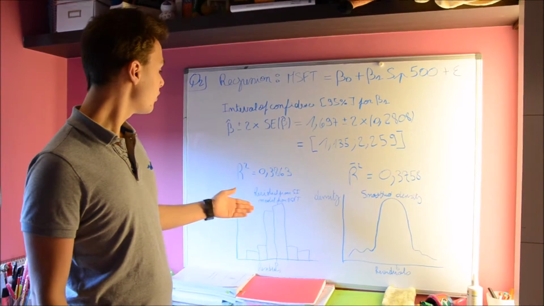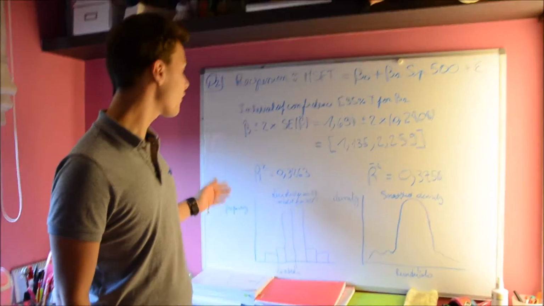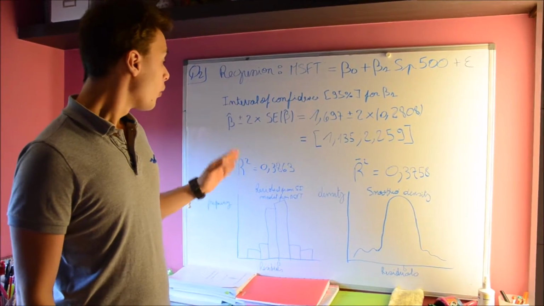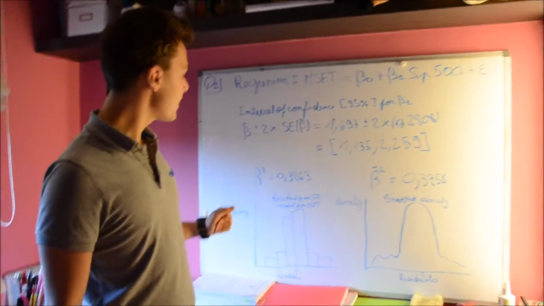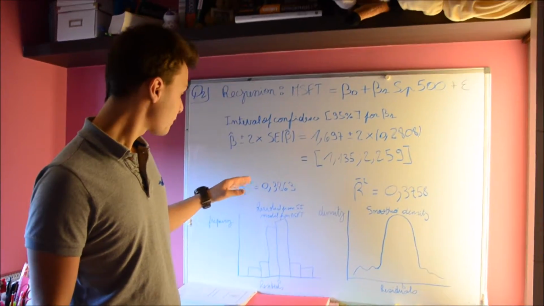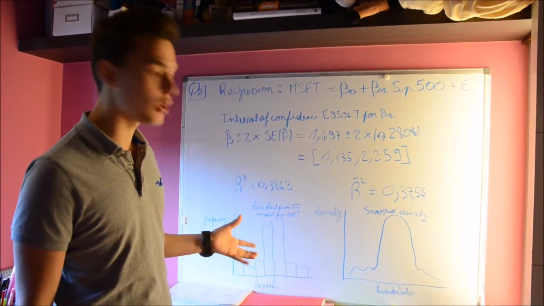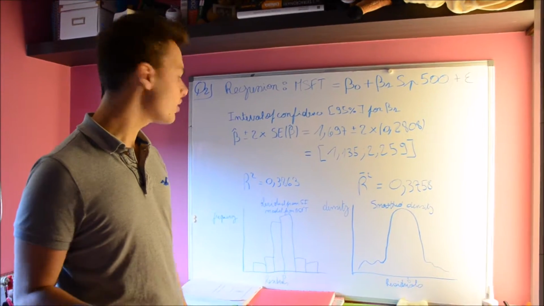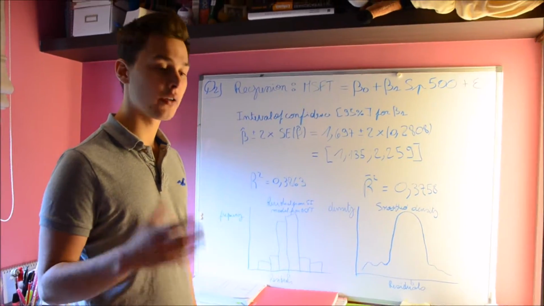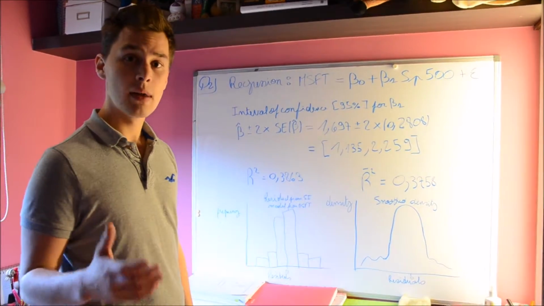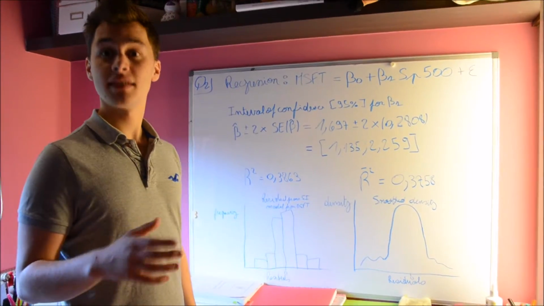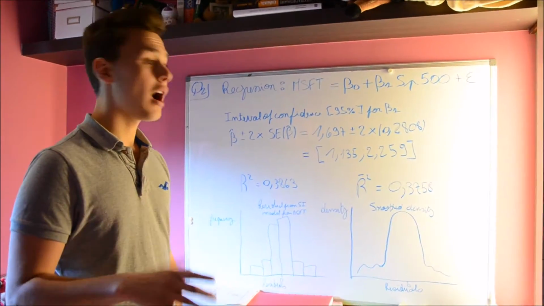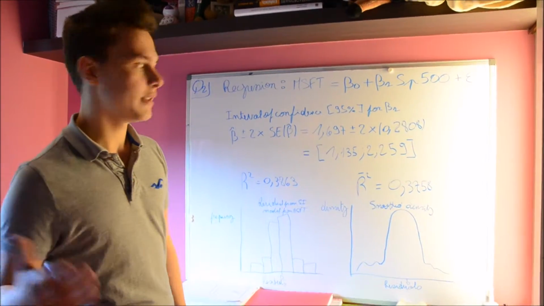Finally, below we have two graphs showing the distribution of the residuals. At first blush, we can say that the residuals follow approximately a normal distribution. It's really important because if the residuals are not normally distributed, the estimator stays BLUE, but the interval of confidence and the test are not valid.